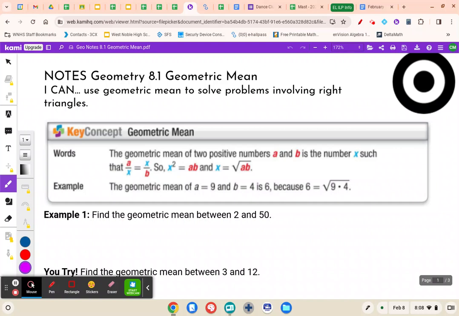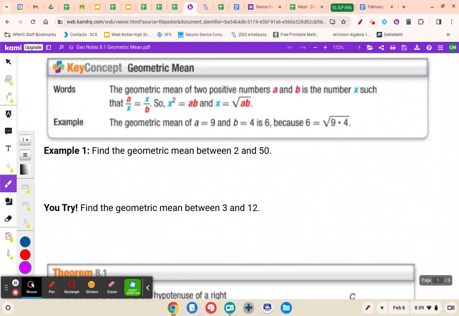So we're going to find the geometric mean between 2 and 50. If that's all they tell you to do, you just multiply them. And then you take the square root. So we got the square root of 100, which is 10. I'm going to say x, but they didn't even tell us a variable. So if you just write 10, that's fine.